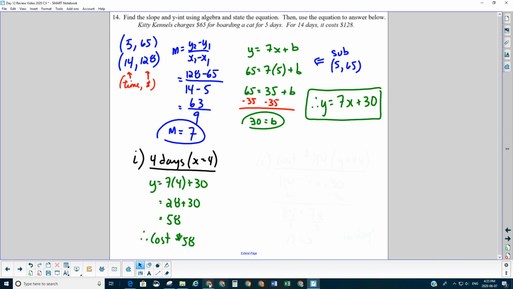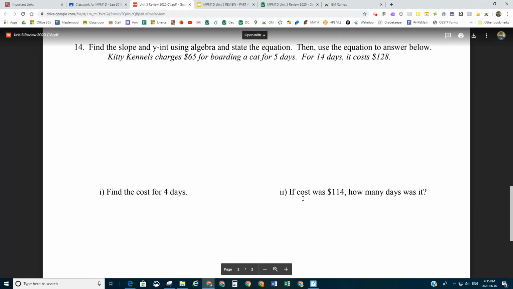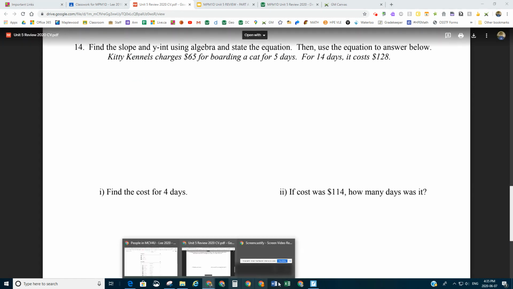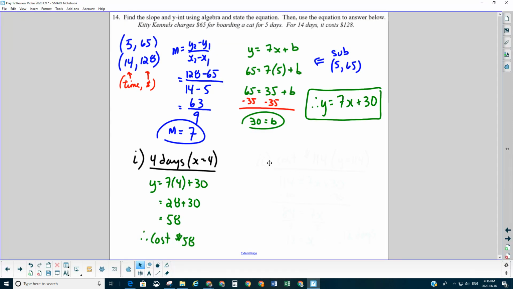All right, and what was the second one? Let's go back here. If the cost was 114, how many days was it? So that means we've got 114. This time is the y value. That's the cost, it's given to us, so we're going to replace the y. So it's 114 equals 7x plus 30.